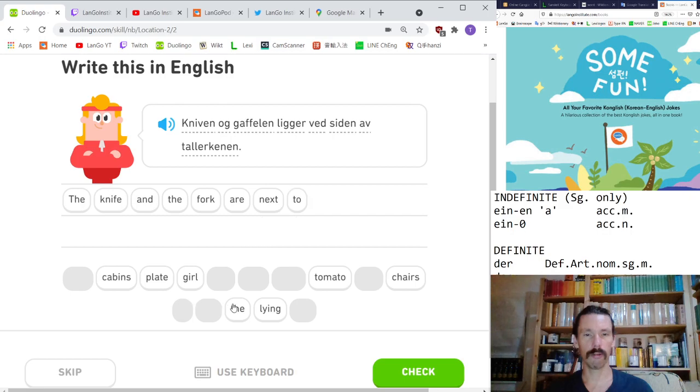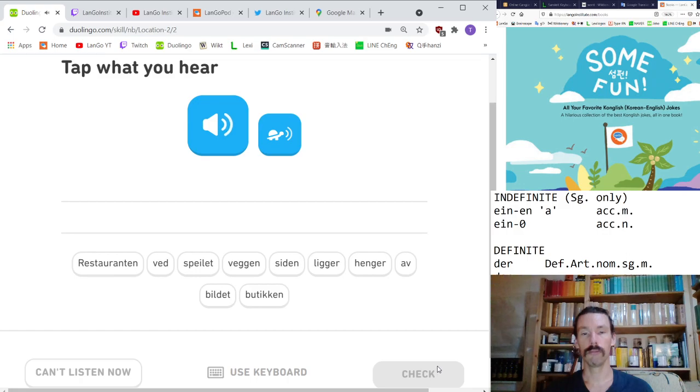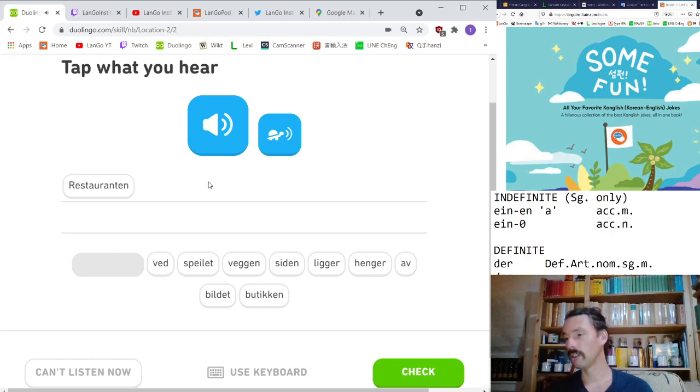Of tallerkenen, of the plate. Okay, it looks plural, but it's singular. That's the tallerkenen, the dish. The knife and the fork are next to the plate. Kniven og gaffelen ligger ved siden av tallerkenen. Restauranten ligger ved siden av butikken. Restauranten, so sounded as in Swedish.